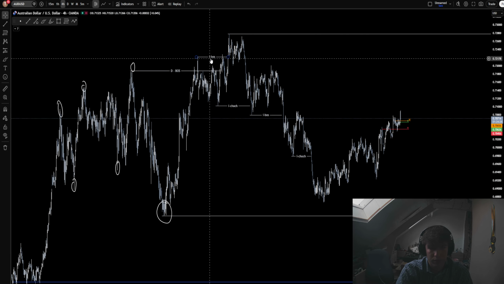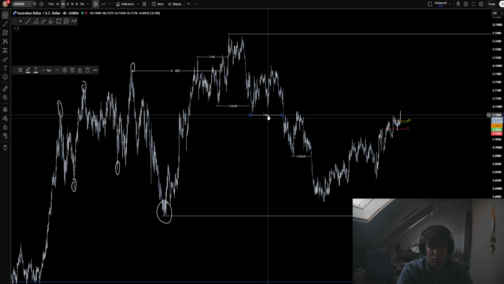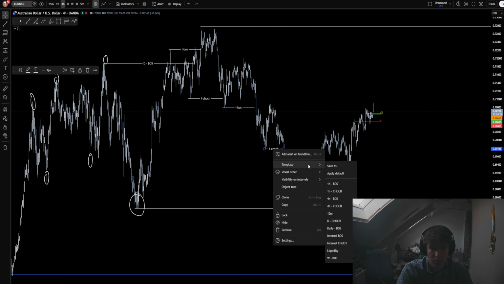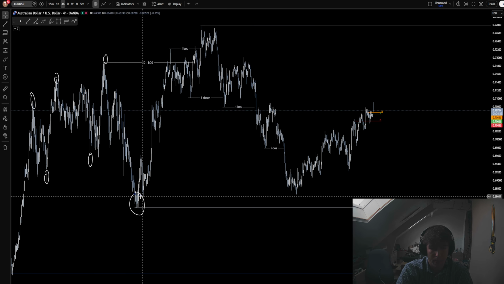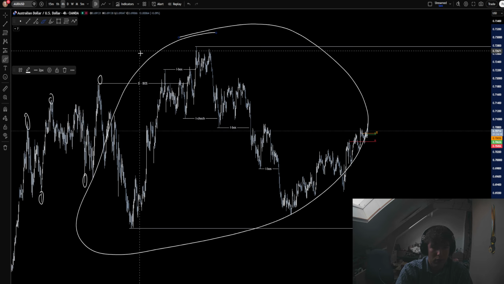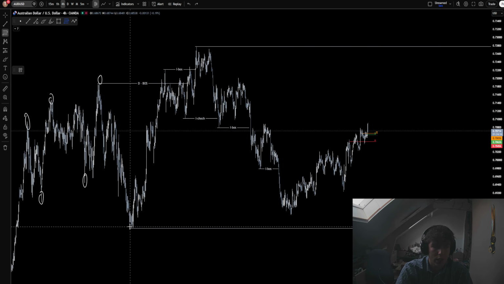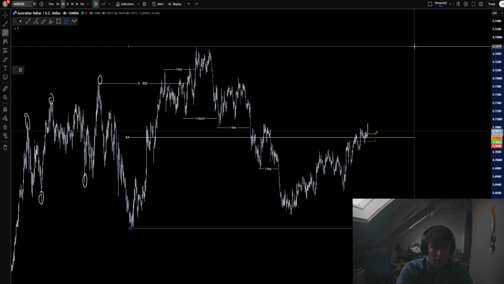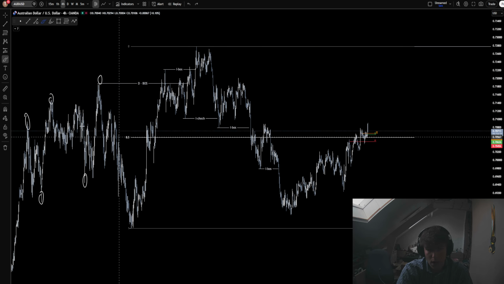On the 4-hour time frame, it's eyeballs. From there on, I know my bias. The daily is bullish. We are at a discount, so we are ready to buy.